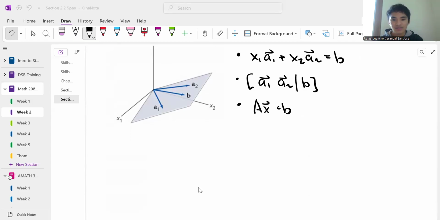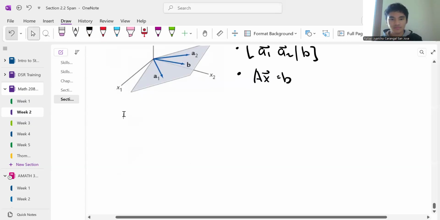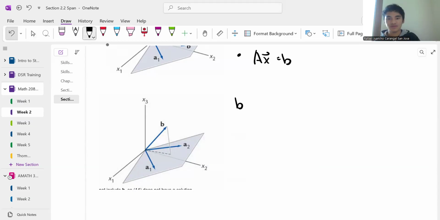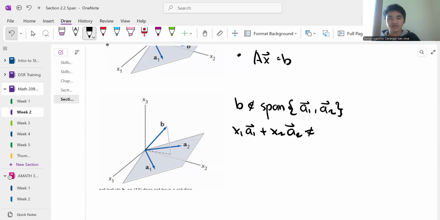Now, a case where this is false is this thing here. B is not in the span of A sub 1, A sub 2. You can't write B as a linear combination. There is no solution. And so the rest are false.